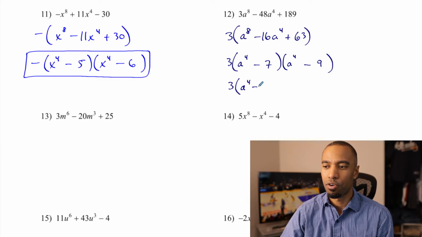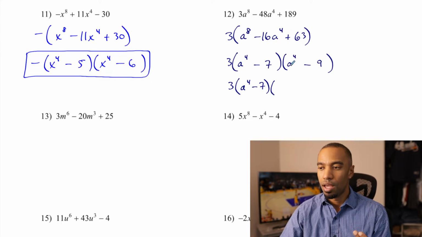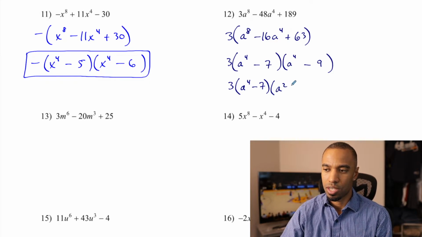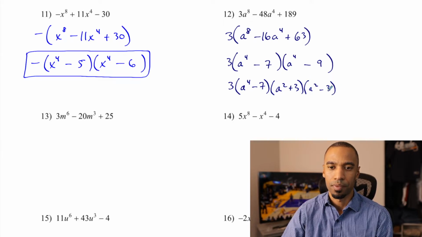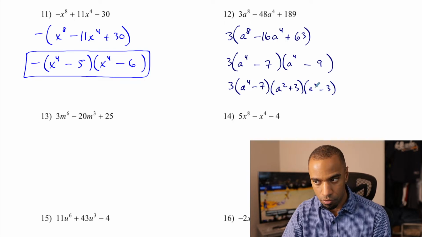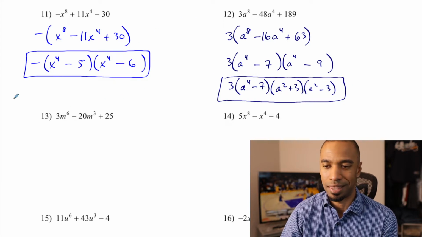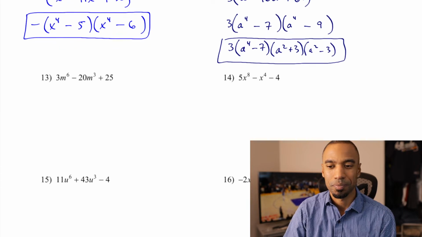A to the 4th minus 7, again, not a difference of two squares. A to the 4th minus 9 is, because 9 is a perfect square of 3. A squared is being squared here, so this is a squared plus 3 times a squared minus 3. Now, 3 not being a perfect square means this is not a difference of two squares, just like that is not. We are fully factored. Sorry for over-explaining. Looks like we'll not be done in the half hour's time.